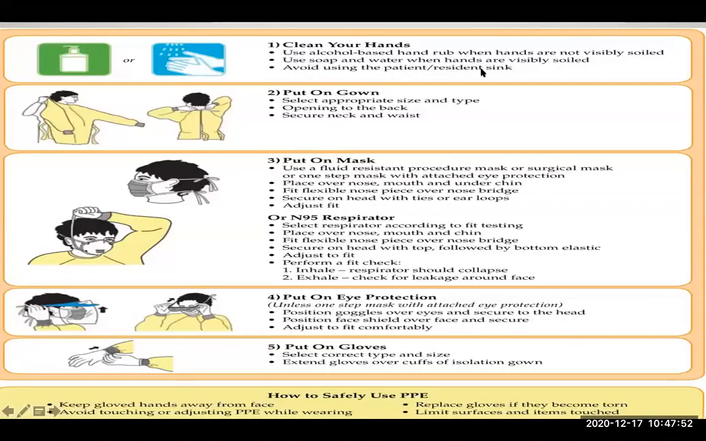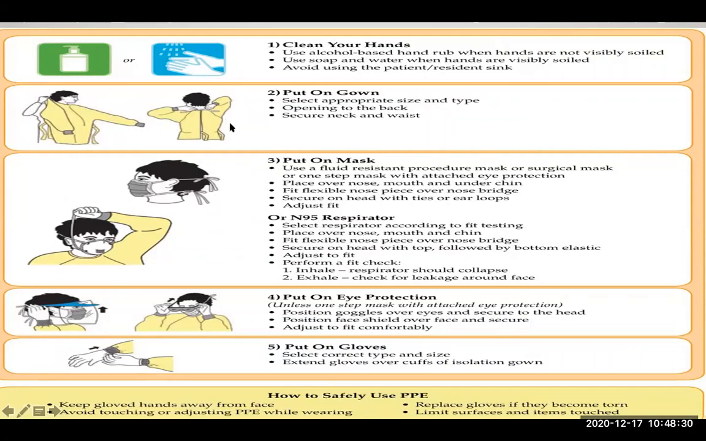Okay, so you can see this is the procedure of wearing PPE. First, use hand hygiene, either hand wash or hand rub, and avoid using the resident sink. Then put on the gown with the sleeves. Select the proper size; usually the standard size will be available. Secure the neck and the waist. Next, put on the mask, either a surgical mask or, if needed, an N95 respirator mask.